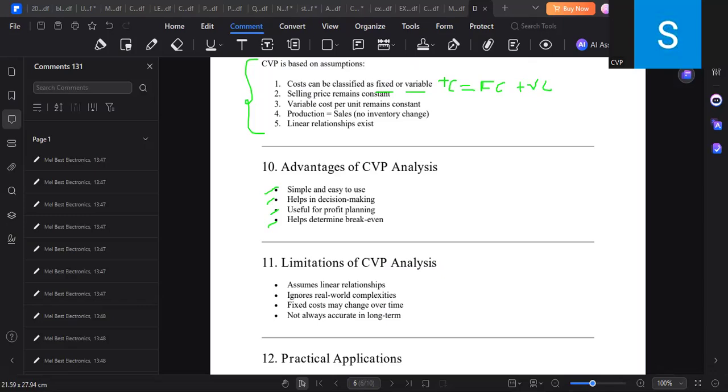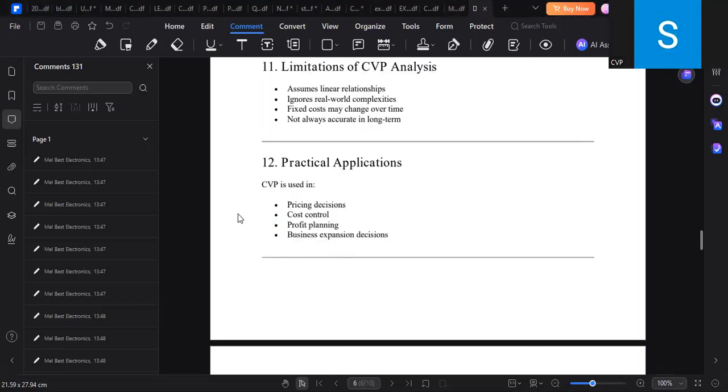CVP also assumes that fixed costs remain constant within a relevant range, but in reality, fixed costs can change when you're expanding, for example salaries. So the assumption is not always accurate in the long run. CVP is also not suitable when you're dealing with short-term decision making. So these are the limitations.